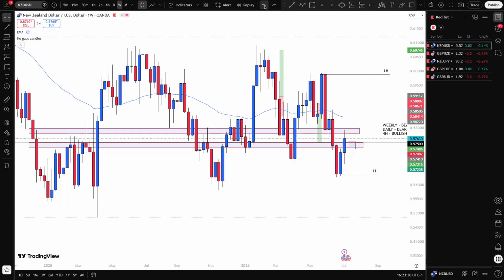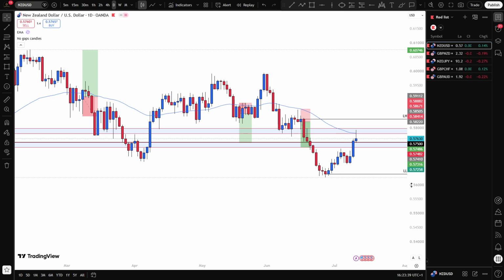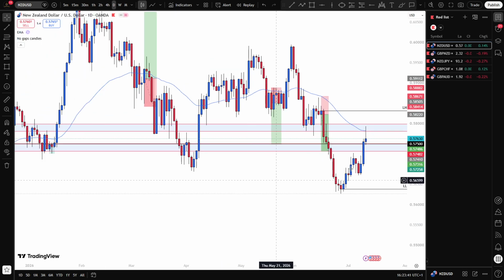So let me show you. Let me explain better what I mean. On the daily time frame, move down to the daily time frame. You can see that on the daily time frame, we are also bearish, and this was the zone I was looking out for to sell.